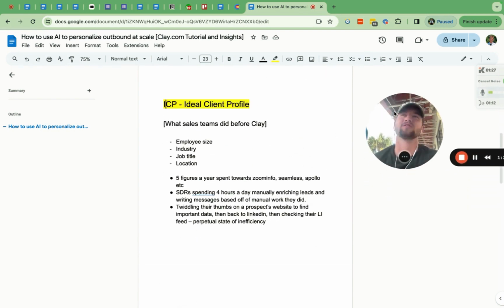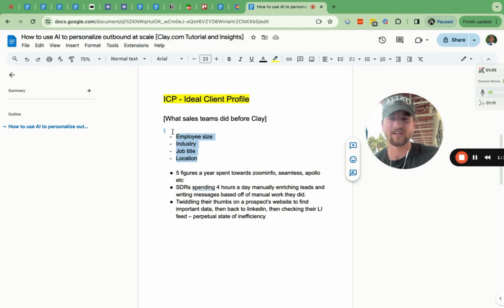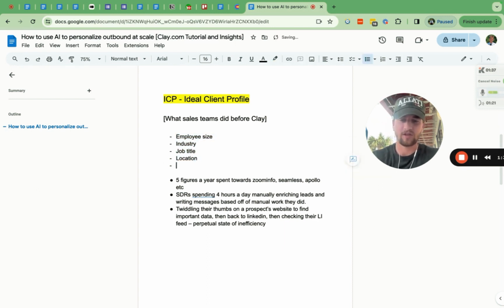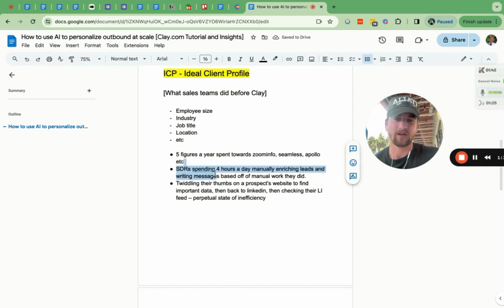You're scraping leads off of ZoomInfo, giving them an annual subscription, $20,000. Also Seamless, also Apollo, and you're just getting this data, maybe a couple other data points, but you're essentially just getting the ICP. Your SDRs are spending however many hours a day going on LinkedIn, twirling their thumbs, trying to enrich leads, find important data so they can personalize their messaging at scale, so they can score leads manually. You're just going in and out of the CRM, and they're basically trying to find data so they can personalize the leads.